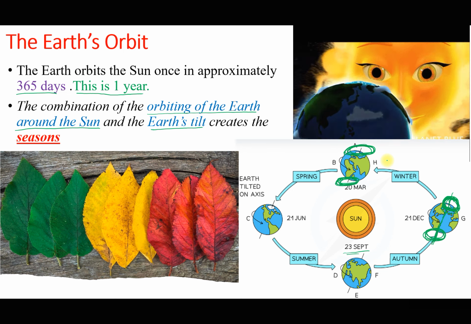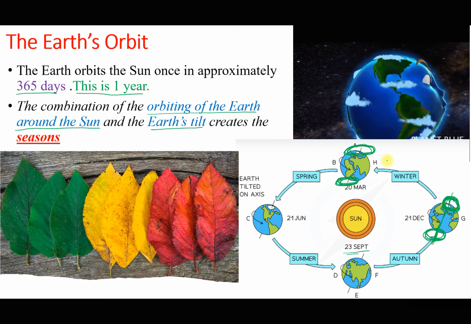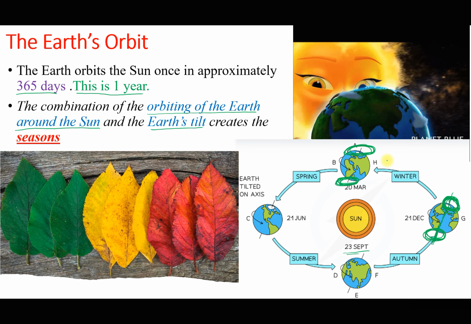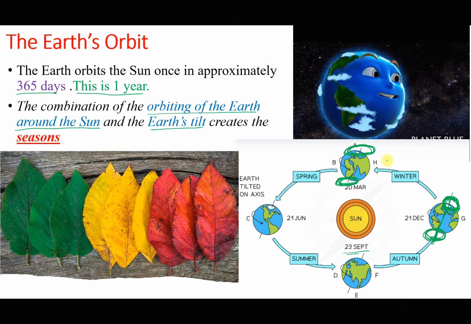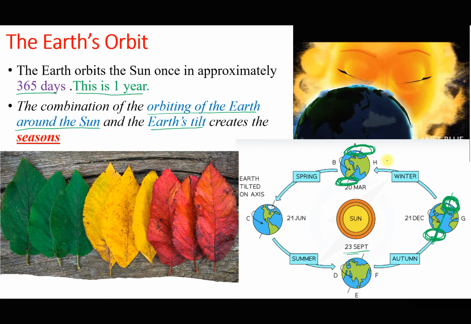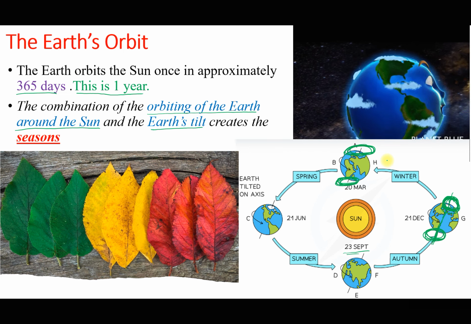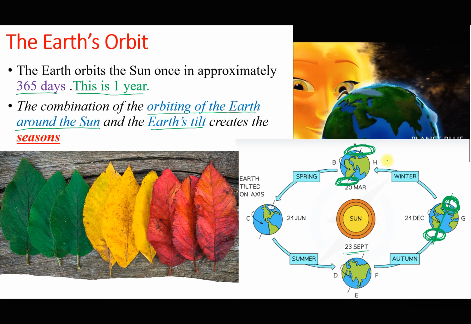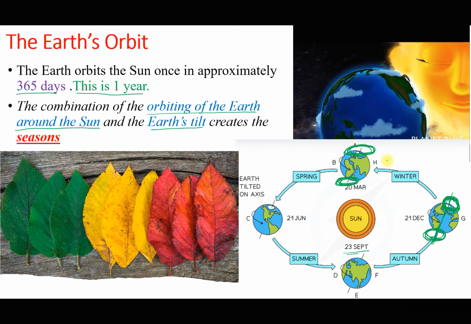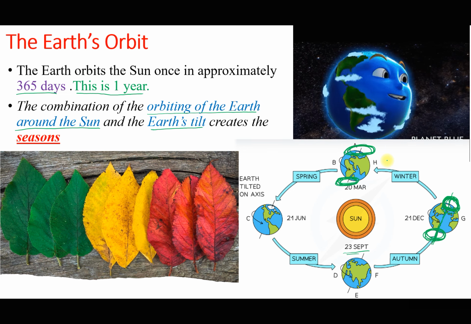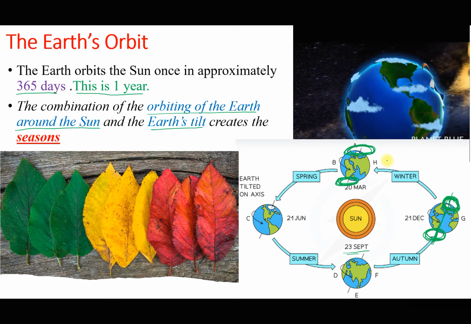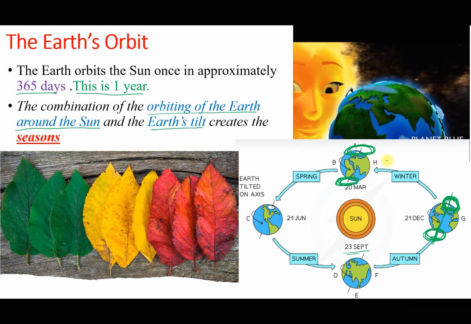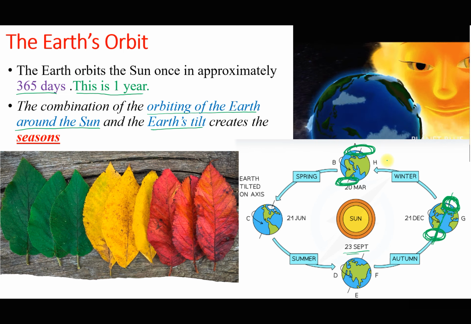The details of how the seasons come about are not really part of this syllabus. Here I just want to give you a simple tip, a simple clue on how this orbit around the Sun and the tilt result in creating the seasons that we observe throughout the year. It's the Earth's orbit around the Sun and the Earth's tilt which are responsible for creating the seasons.